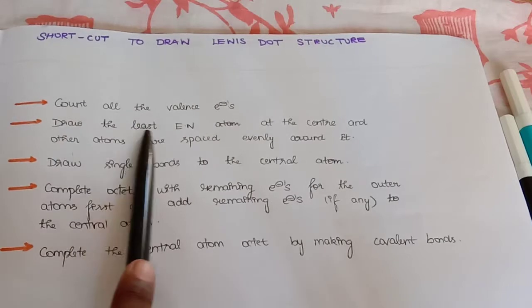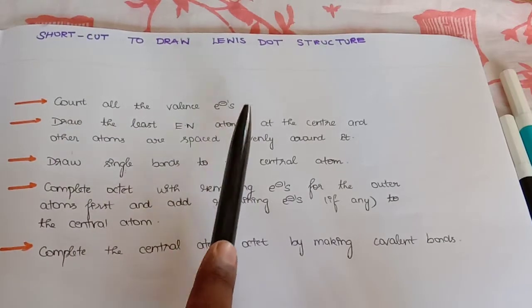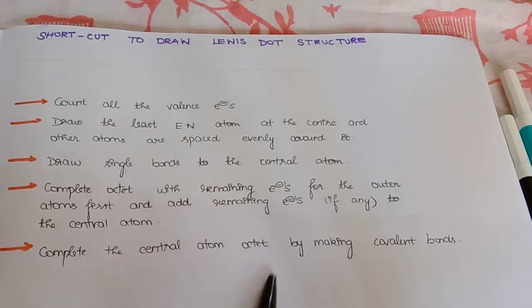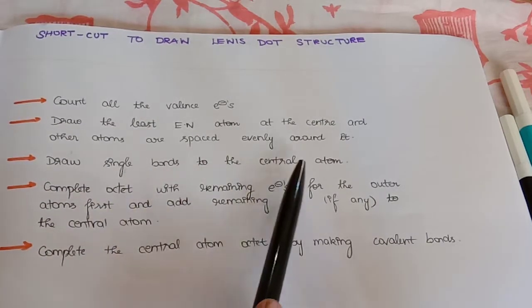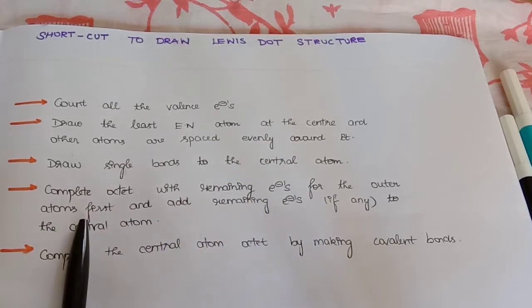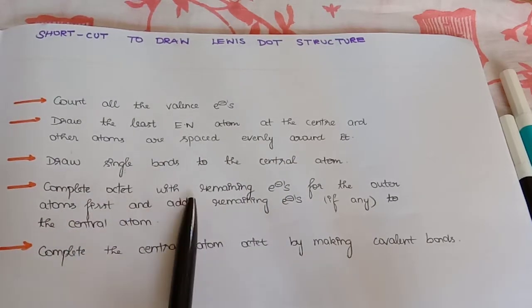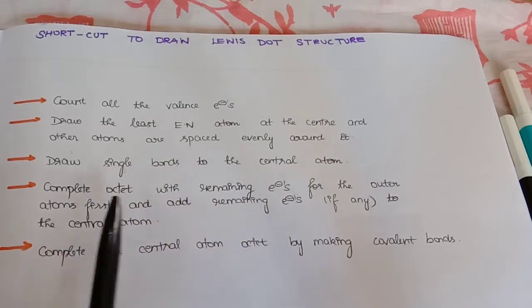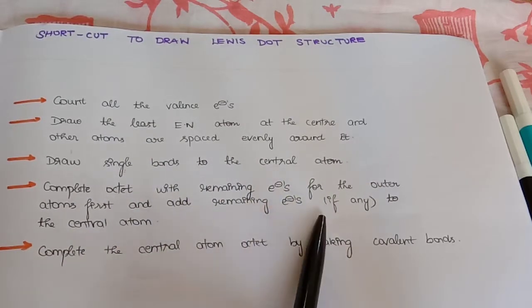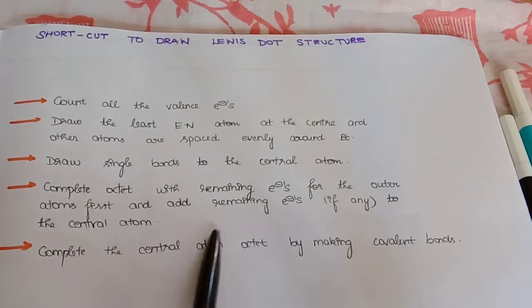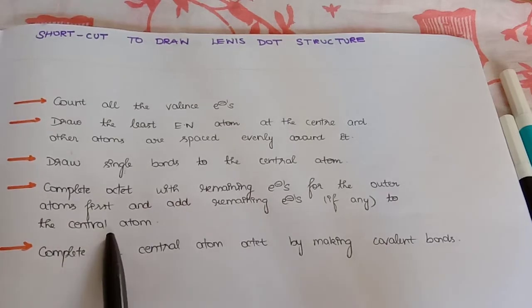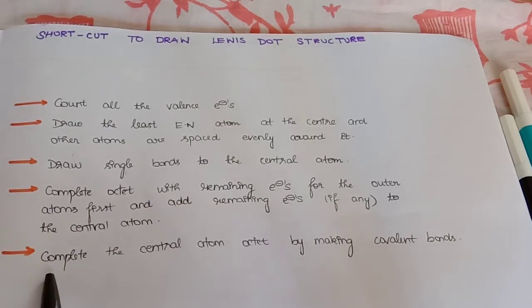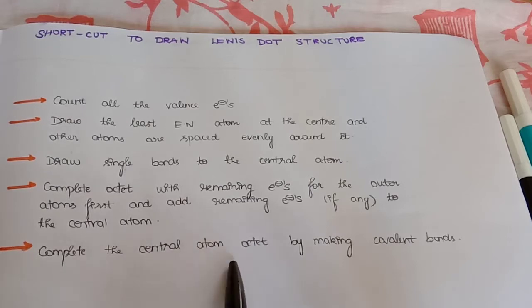Then draw the least electronegative atom at the center and the other atoms are spaced evenly around it. Third point is draw single bonds to the central atom. Fourth point is complete octet with remaining electrons for the outer atoms first and add remaining electrons to the central atom. First we have to complete the octet with the outer atoms. Then we have to move on to the central atom. Remember. And your final point is complete the central atom octet by making covalent bonds.